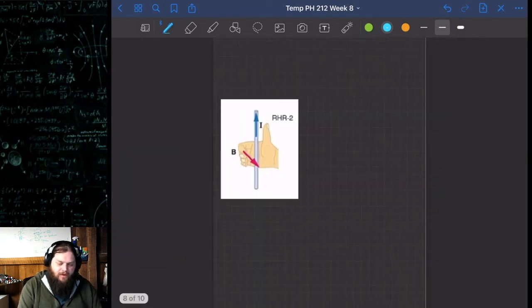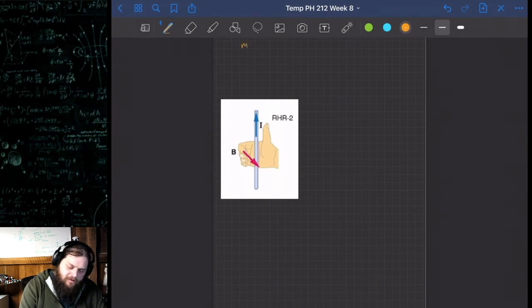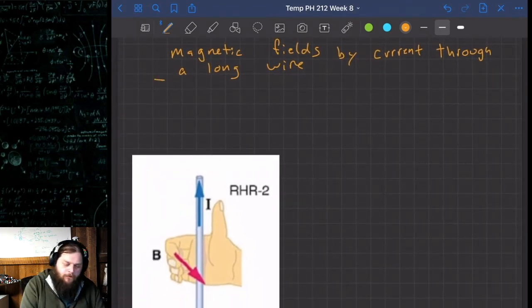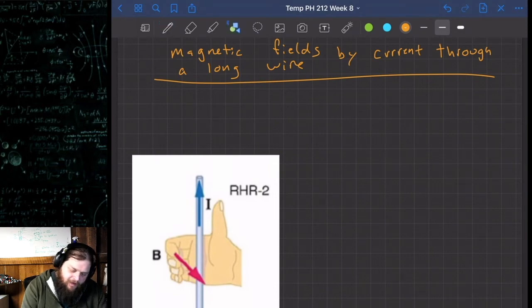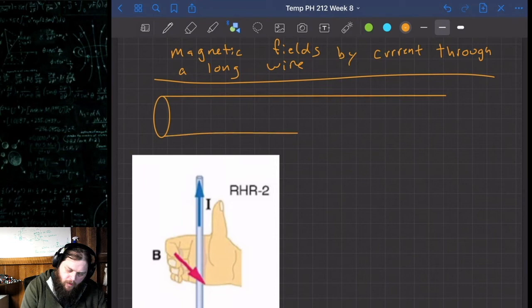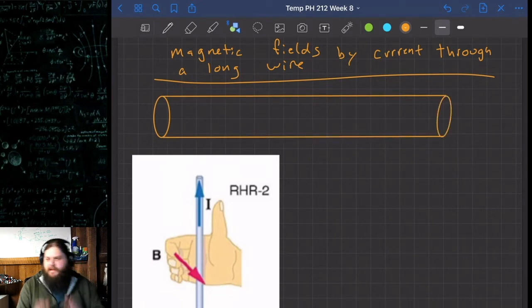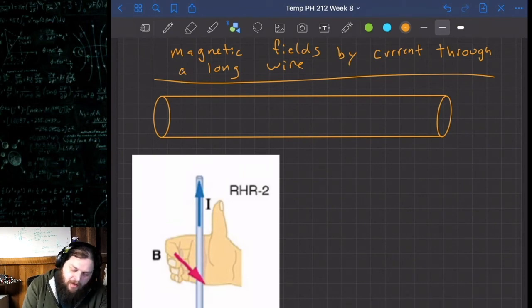So let's talk about a different type of problem. These are going to be magnetic fields generated by current going through a long wire. So I can draw a quick depiction here. Say we had some wire here. So that's kind of a cross segment of my wire, just some segment. If I had a current flowing through that wire, so my current is going that way. There's an arrow there. This is my current.